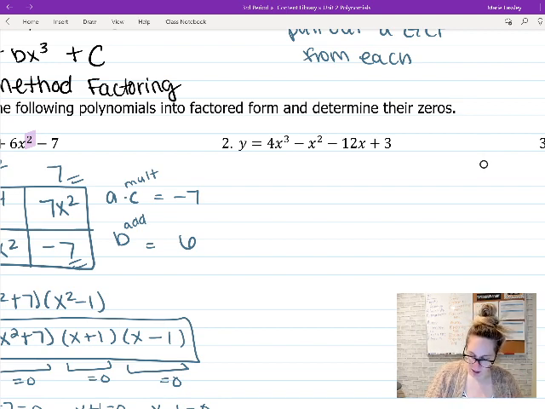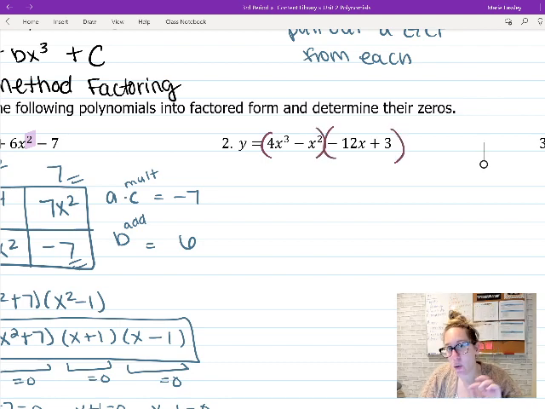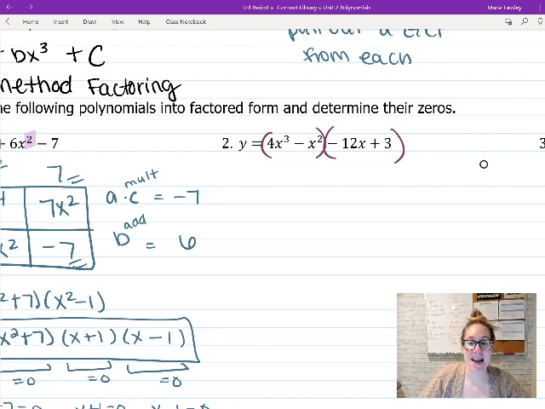Let's do that color. Group the first 2, group the second 2. Yes, we're going to keep the negative with the 12. All right, it goes with it. And now what we're going to do is pull out a common factor from each one of those groupings. So looking at my first grouping, I asked myself, okay, what do they have in common?